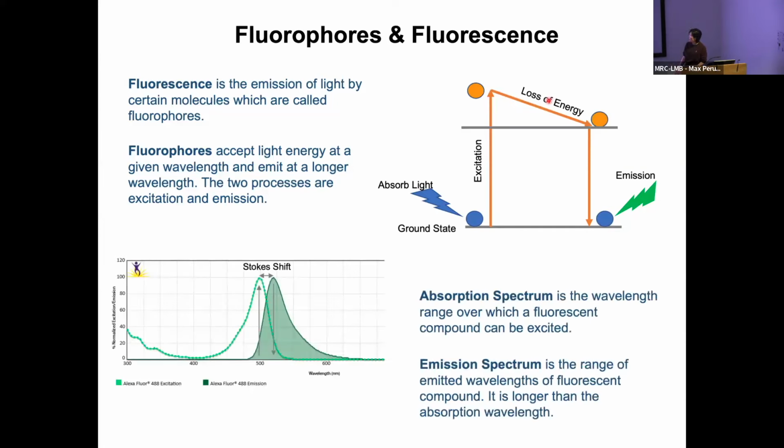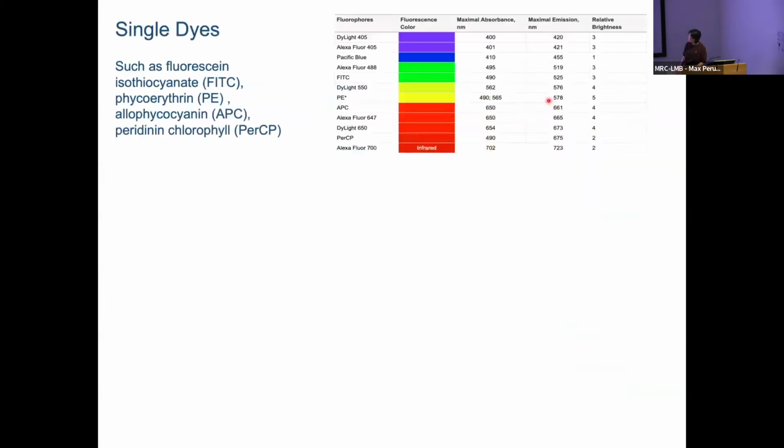Every fluorophore comes with its own absorption spectrum and emission spectrum. Knowing its absorption spectrum and emission spectrum will help you to design your panel. So all these fluorescent molecules, fluorophores, or we call them dyes, come as single dyes or tandem dyes. The single dyes, for example FITC, PE, PC, just fluoresce on their own.